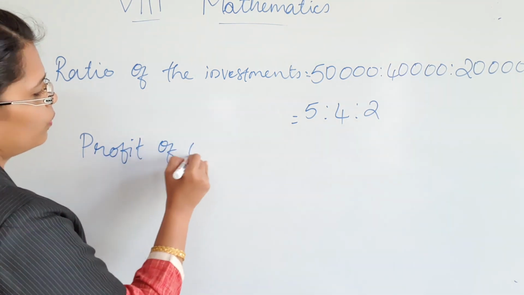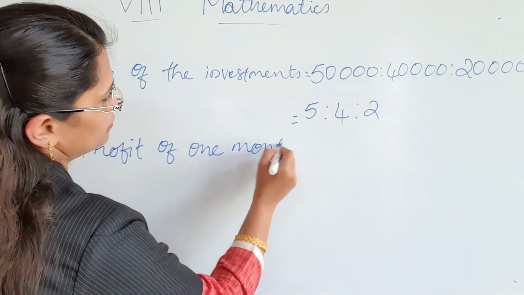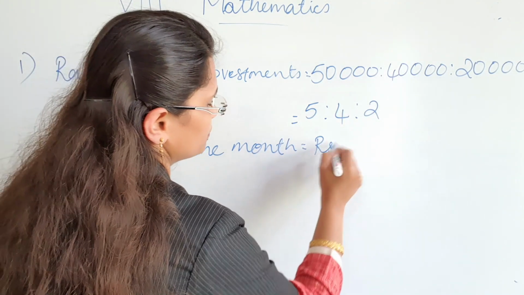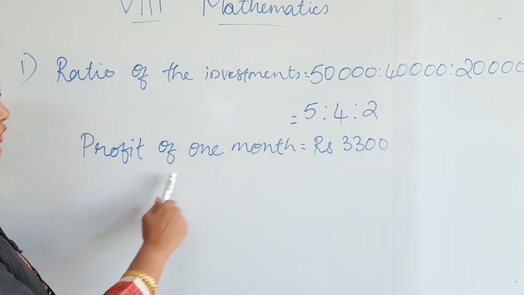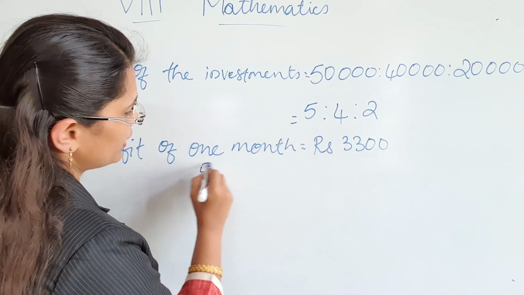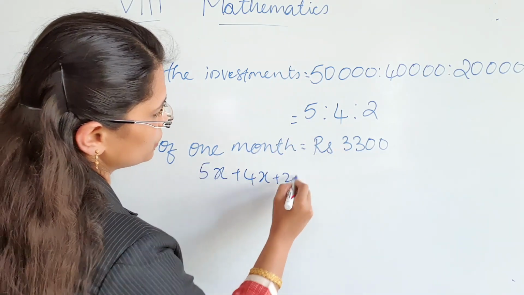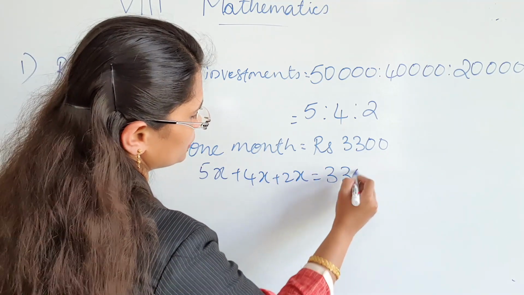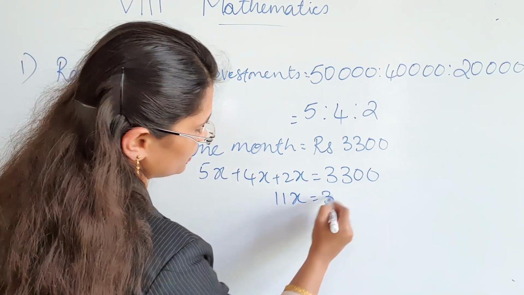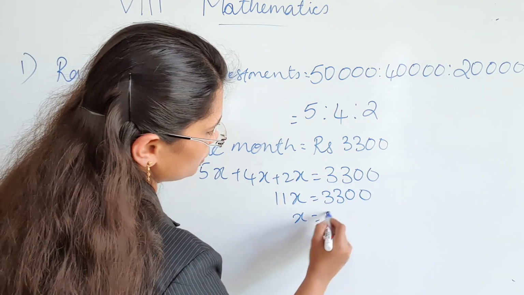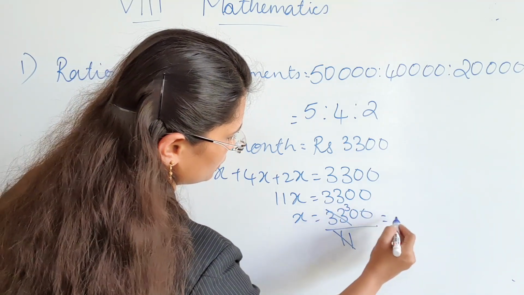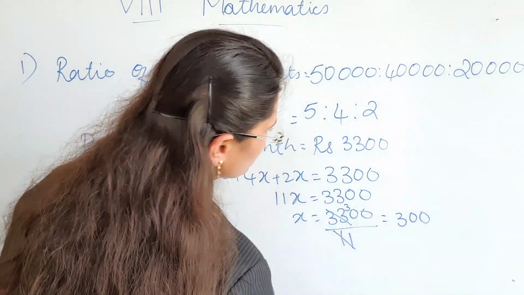Profit of 1 month is equal to rupees 3,300. That means 5x plus 4x plus 2x is equal to 3,300 rupees. That means 5 plus 4 is 9, 9 plus 2 is 11. 11x is equal to 3,300. X is equal to 3,300 divided by 11, which is 300. X is equal to 300.